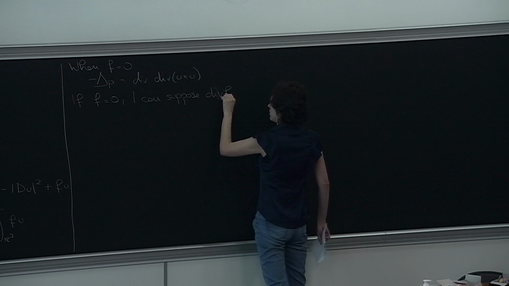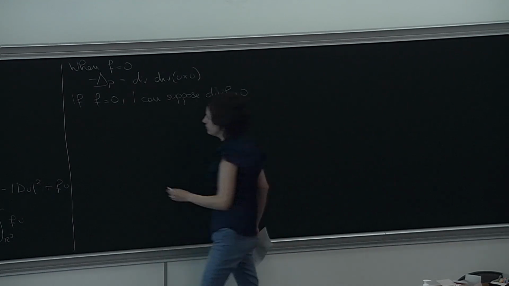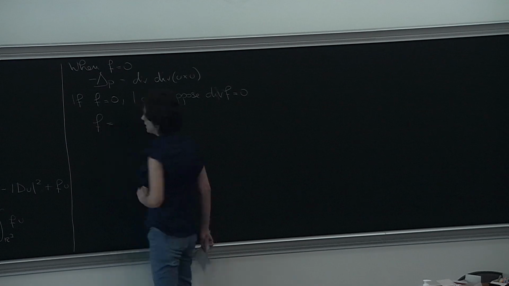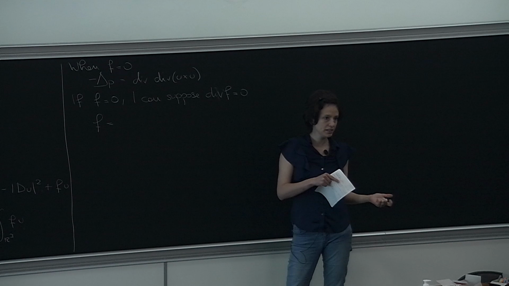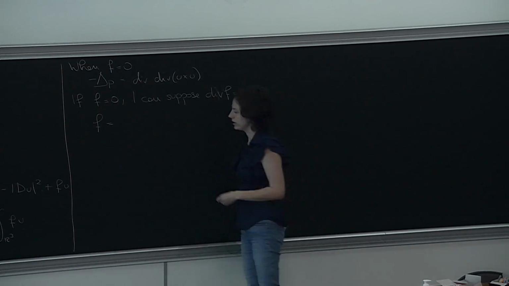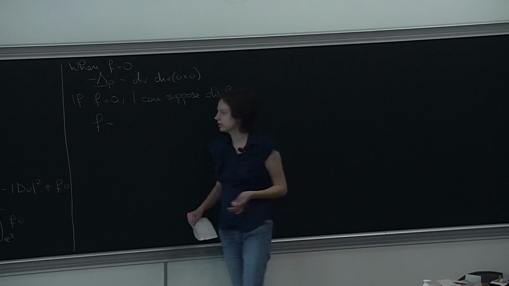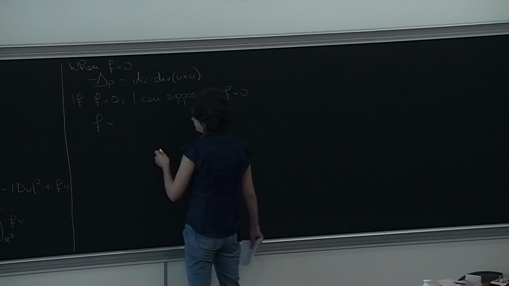Divergence of f is equal to 0. Why? Because if I take a vector field f, I have the so-called Helmholtz decomposition. I can write it as a sum of a gradient plus a divergence-free part. This is true for any L2 vector field. And what is the gradient part?